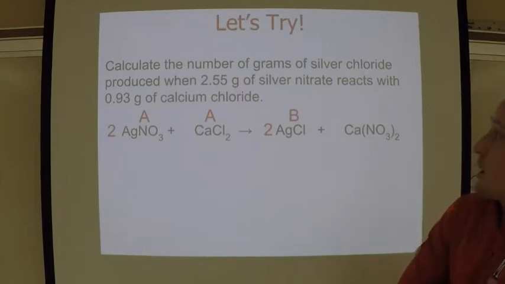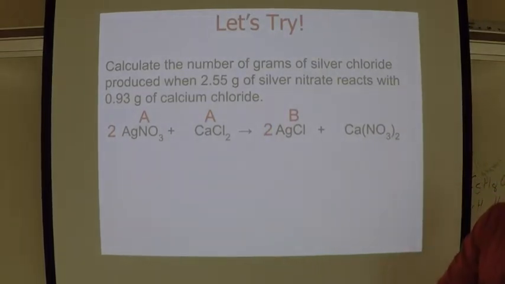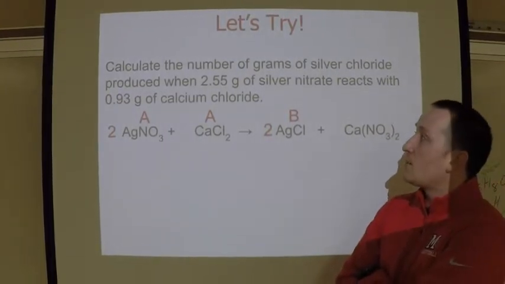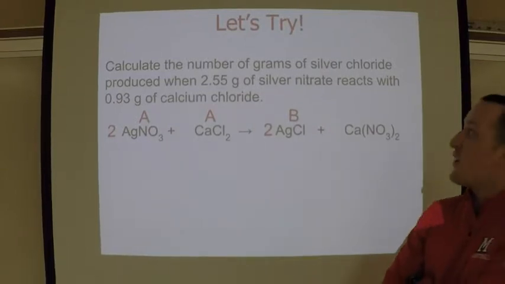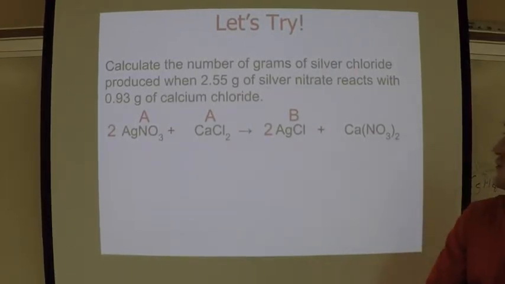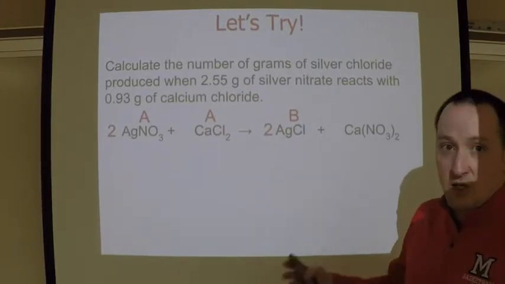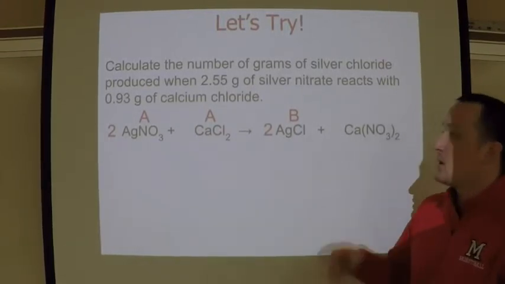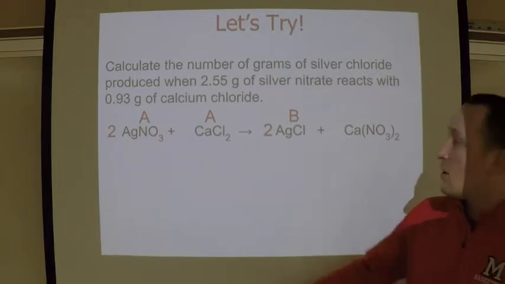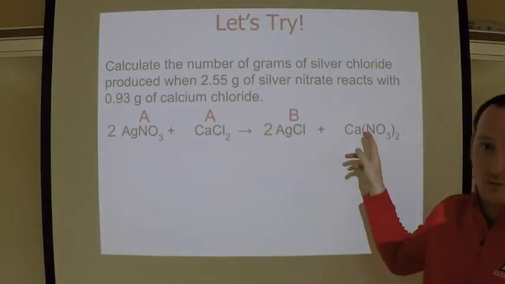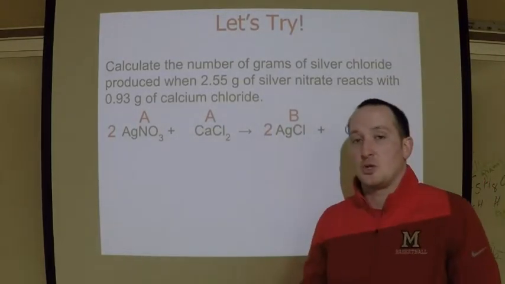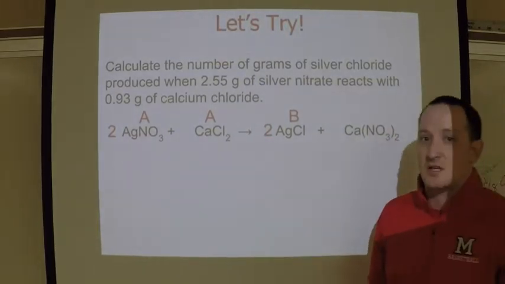So here's our problem. It says calculate the number of grams of silver chloride produced when 2.55 grams of silver nitrate reacts with 0.93 grams of calcium chloride. So here's what I need to do in every stoichiometry problem. Step 1, balance. So I've gone through and I've balanced my equation. Step 2, label your given substances and your desired substances.